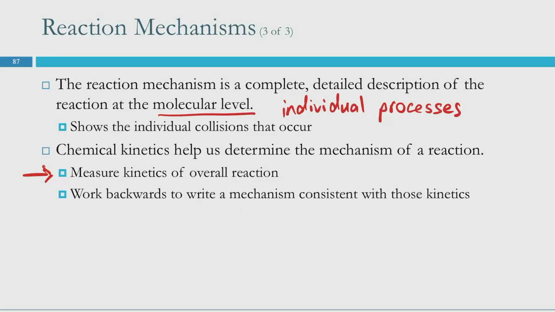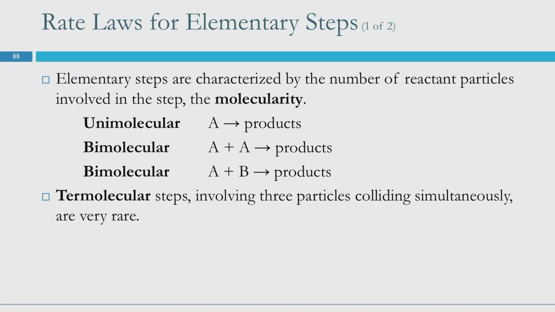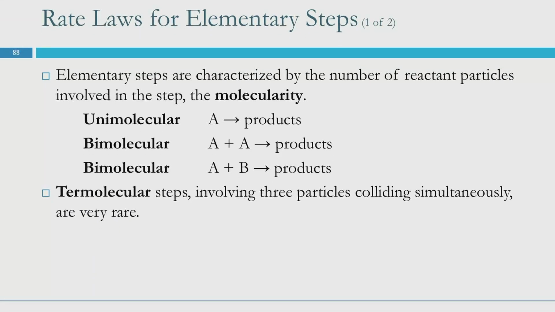So despite what we're going to see on the next couple of slides, keep in mind that for a reaction, we still have to measure the kinetics. We have to determine the kinetics experimentally, despite what we're seeing coming up here. So when we're dealing with elementary steps, so steps in the process, not for the overall reaction, just steps in our mechanism, we can describe those elementary steps based on how many things react.